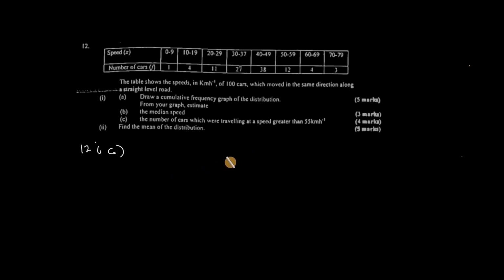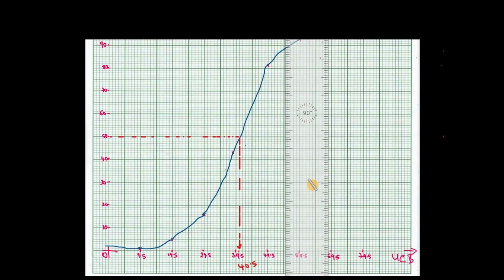This value will be the number of cars that are traveling at the speed of 55 kilometers. To know the number of vehicles that are traveling at a speed more than 55 kilometers, we need to take the total number of cars minus the total number of vehicles that are traveling at the speed of 55 kilometers. That will give us the total number of vehicles that were traveling with a speed greater than 55 kilometers. Now 55 kilometers should be here.